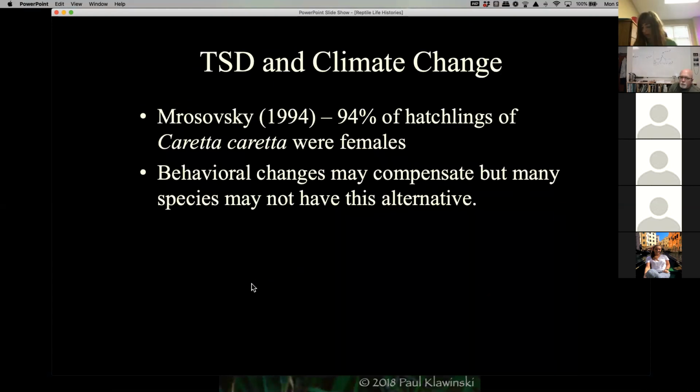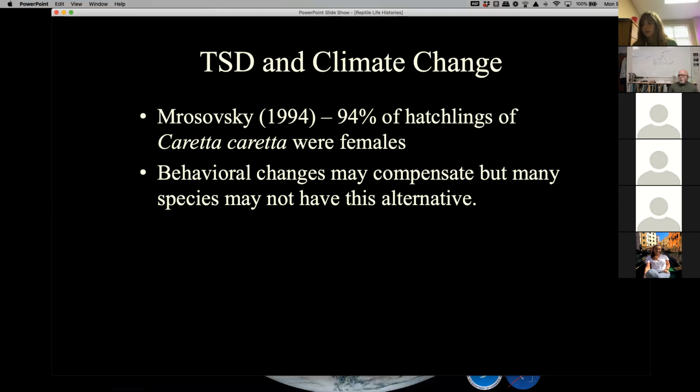So the conservation consequence of this is that you could end up with species that only produce one sex or the other. And that's bad if you're not a parthenogenic species, which most of these species are not. In some cases, organisms can alter their behavior, but in many cases, they may not have behavior that is flexible enough to cope with the lack of available microhabitats for egg laying. And in this case, you might just end up with a population full of females.